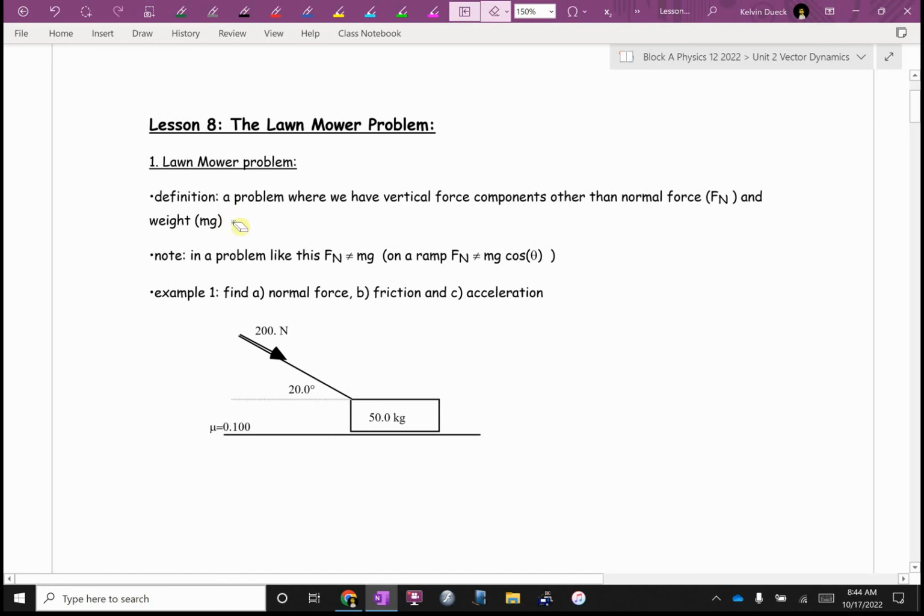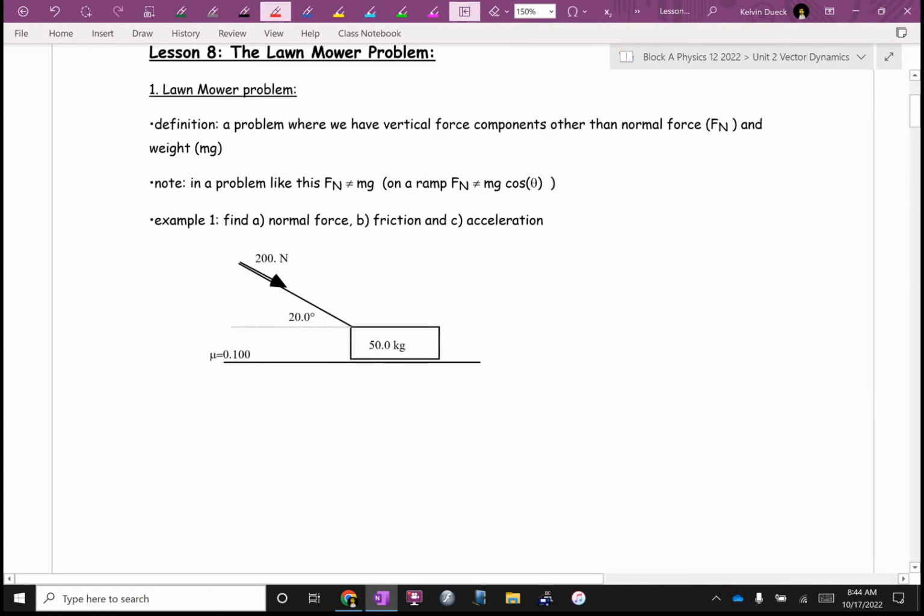So what's the definition? A problem where we have vertical force components other than normal force and weight. Here's the key idea. Normal force will not be mg. This here is why if last year you said friction is mu mg, I would have gone crazy and snapped, because I've always taught you friction is mu times the normal force. I don't know the normal force. Figure it out. I've never said mu mg, because here the normal force is not going to be mg.